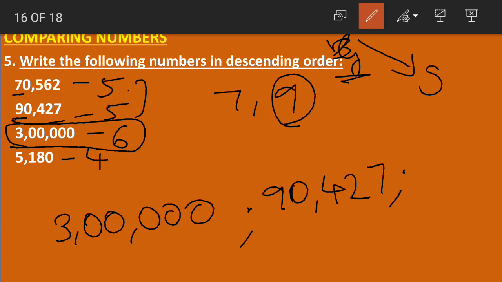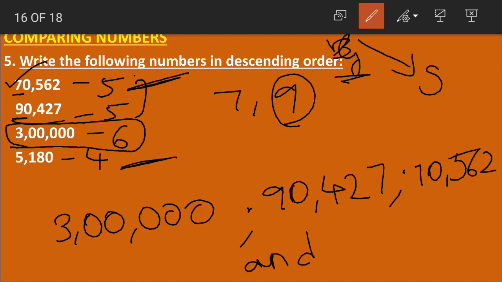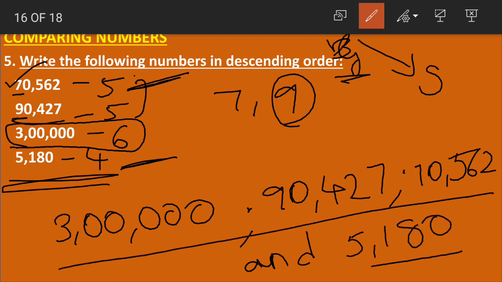Next we have 70,562 and 5,180. Which of these two is the bigger number? 70,562, because it has more digits. So the next number becomes 70,562. And what will the last number be? The remaining number is 5,180. Now this will be the descending order for the given numbers.